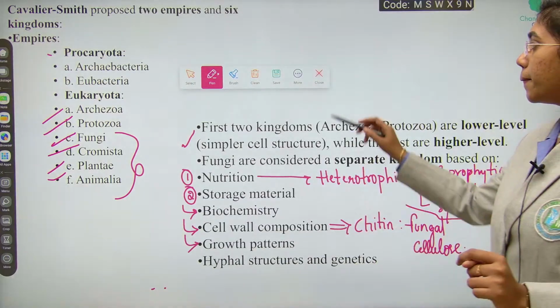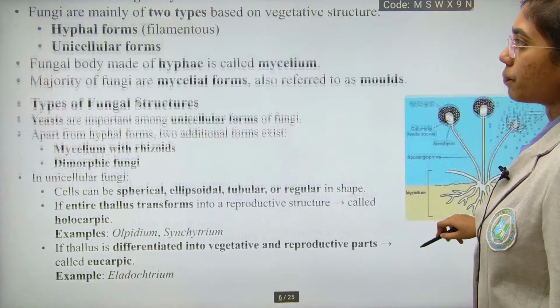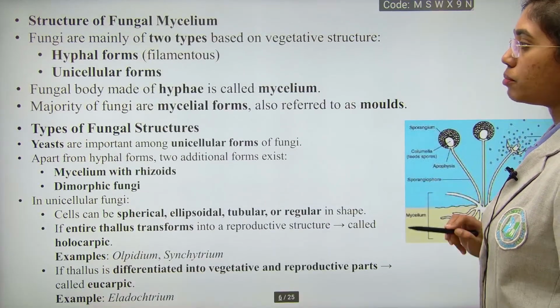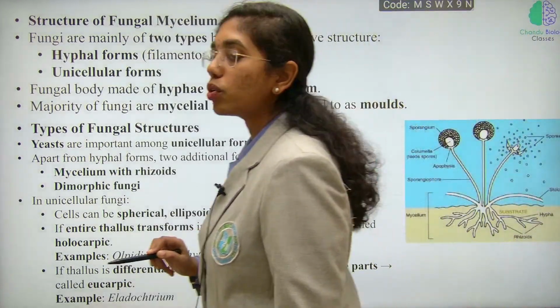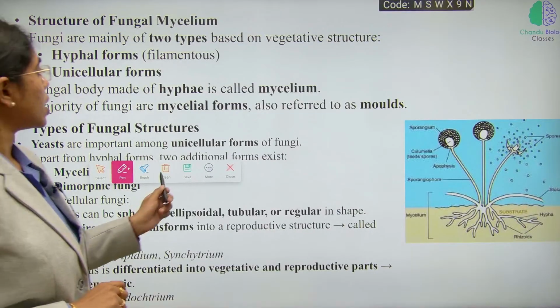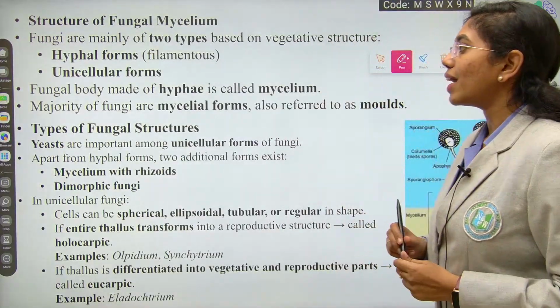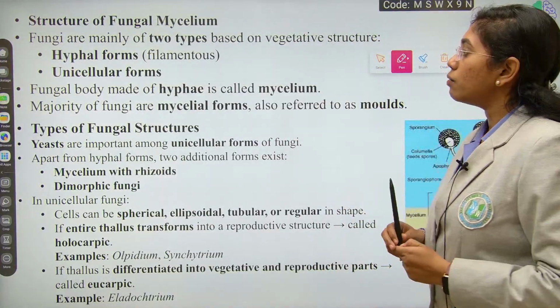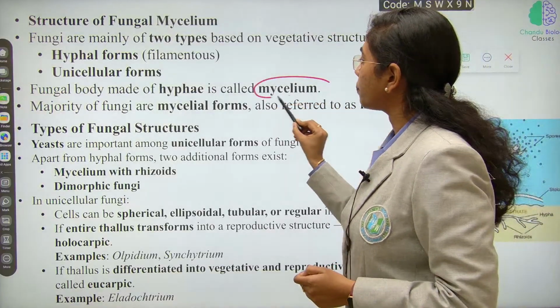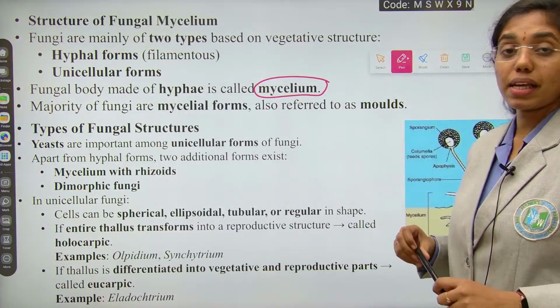And then about mycelium structures. Fungi are observed in two forms. One is hyphal forms, which are the filamentous forms of fungi. Next is unicellular forms. Fungal body is made up of hyphae, which is called mycelium.